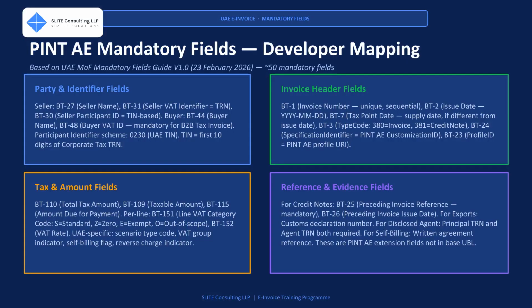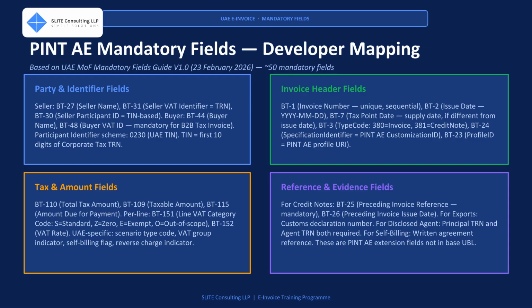The UAE MOF Mandatory Fields Guide version 1.0 from February 2026 defines around 50 mandatory fields. They group into 4 families. Party and identifier fields, seller TRN, seller participant ID, buyer name, buyer VAT ID for B2B tax invoices. Participant ID scheme is 0230, and the TIN is the first 10 digits of the corporate tax TRN.